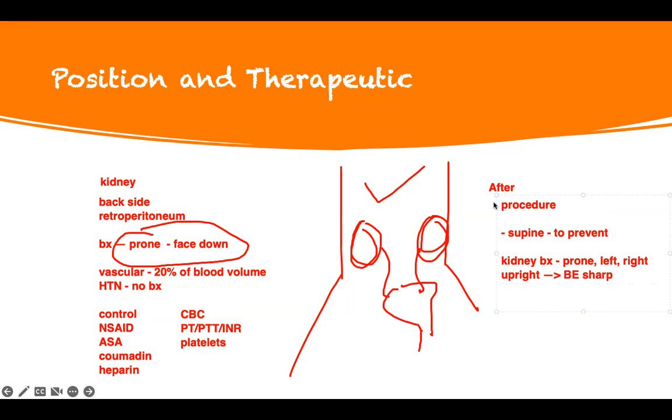This and the liver, kidney, they need to be down for 2 to 4 hours on the side, laying supine on the side, but they have to be on bed rest between 12 to 24 hours. So very, very important. Liver, kidney, the side that was punctured has to be down for 2 to 4 hours. Then after that, they have to be on bed rest 12 to 24 hours. So it's very important to prevent bleeding.